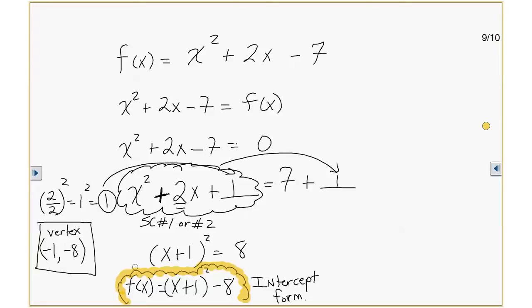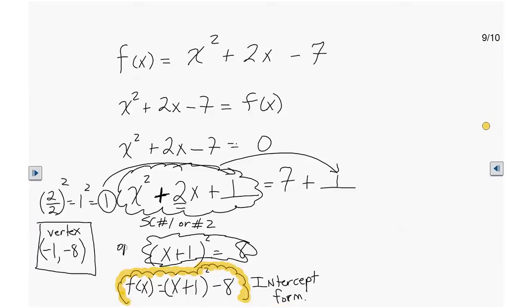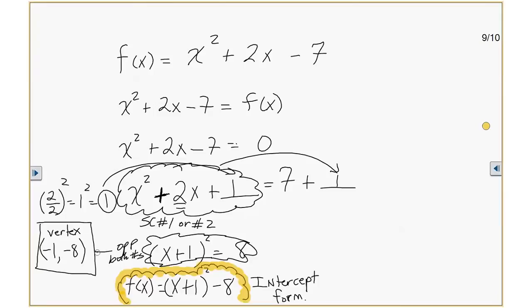Right here, you take the opposite of both numbers. Opposite of both numbers. And that gives you the what? The vertex. Now you choose whichever one you want to do. But most people just get the vertex by taking the opposite of both. And then if they need to write it in intercept form, they go off to the side and write it in intercept form. The intercept form is just a polished way to show the vertex.